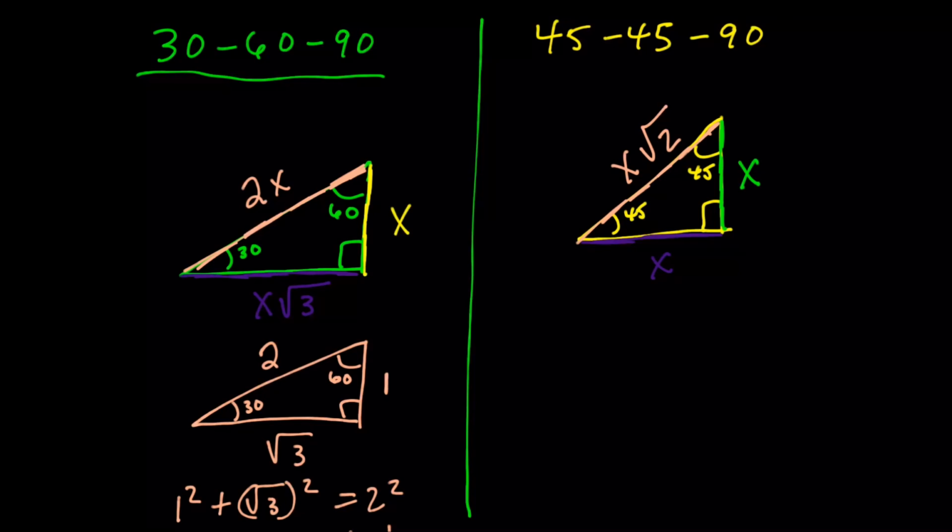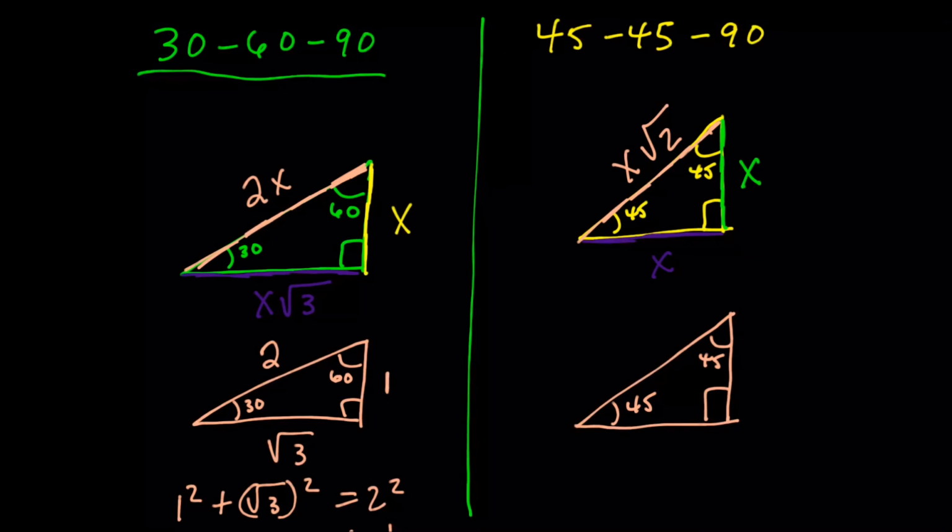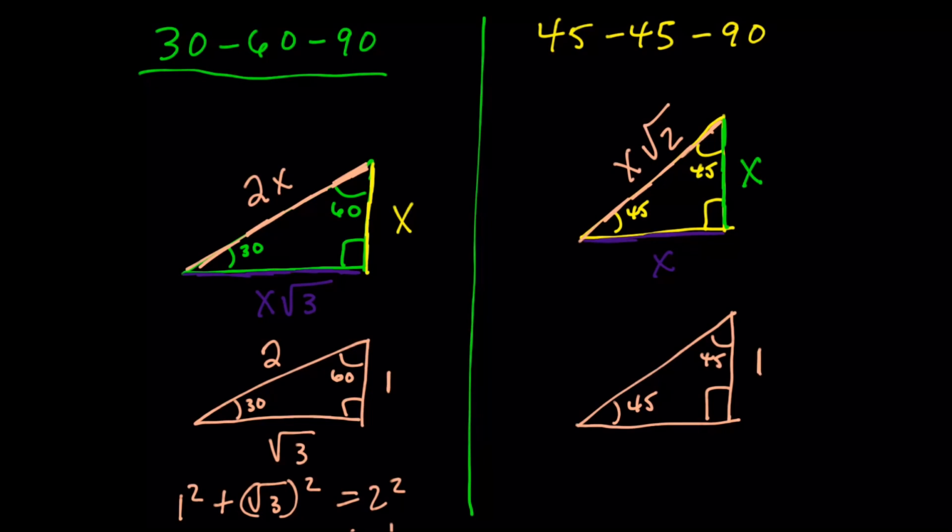Okay, so let's again look at an example of this. So we're going to make a 45, 45 triangle here. And I'm going to say this side is 1. Well, what are my other two sides? Well, this side, I know it's also x, so it's also going to be 1. And then my hypotenuse is going to be x times the square root of 2. Well, x equals 1 here, so that's just the square root of 2.